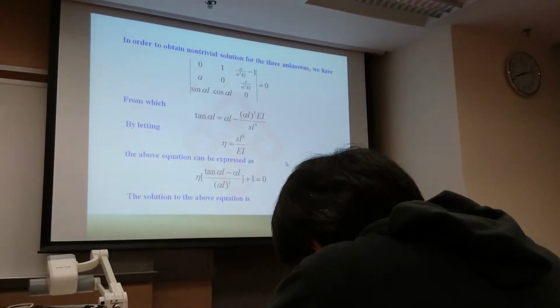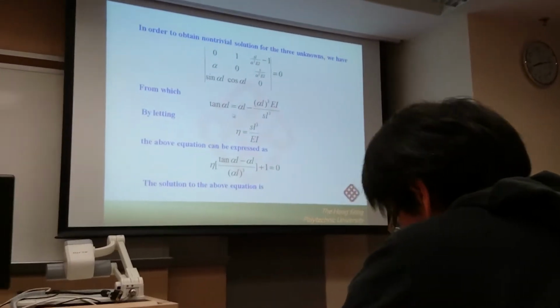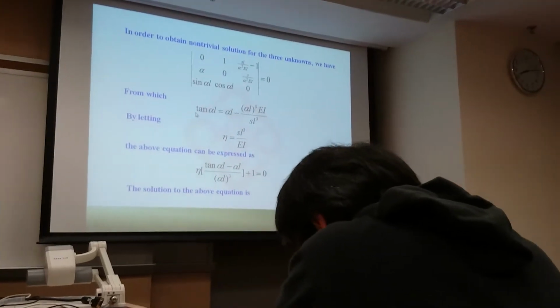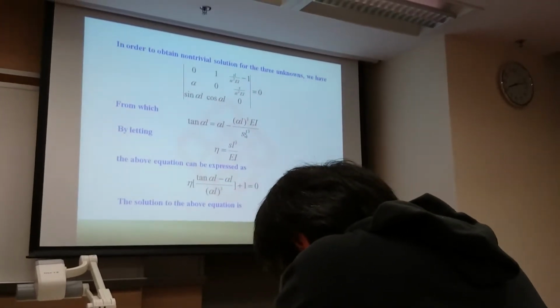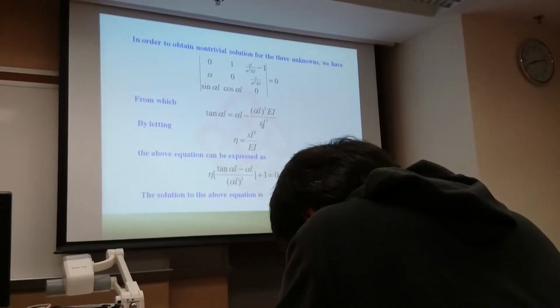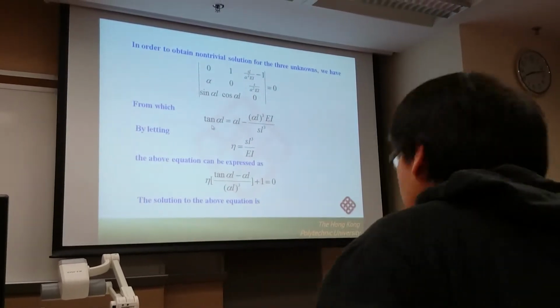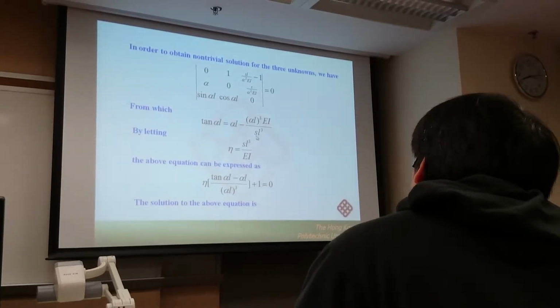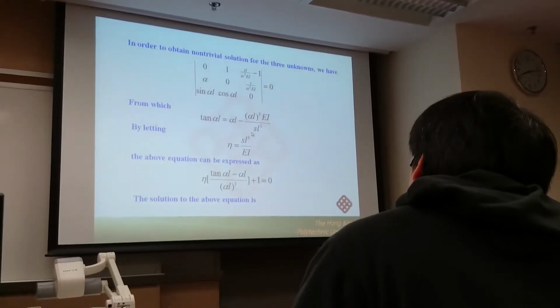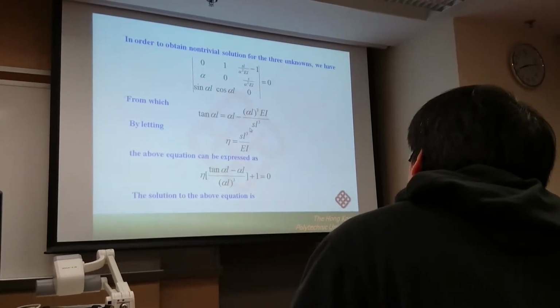and the solution is not so easy. I can show you. So this is the characteristic equation we finally obtained. And if we use a numerical method, it is easy to obtain the solution, but only when a very specific value of the spring stiffness is given.